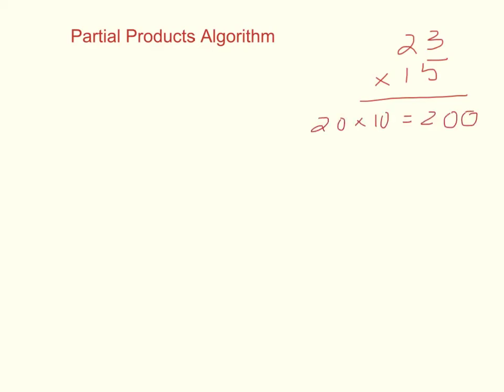So there's the first rectangle, and that's the first partial product that we've been able to find. The next one we're going to look at, it doesn't really matter the order, you just have to be sure and get them all, is 10 by 3. And that, of course, gives us 30.